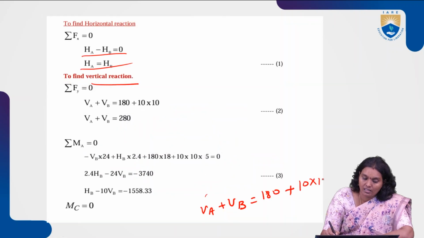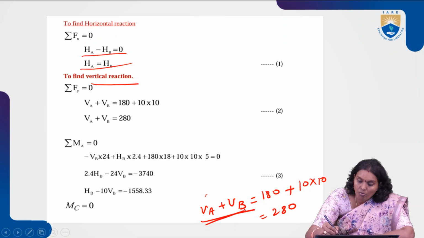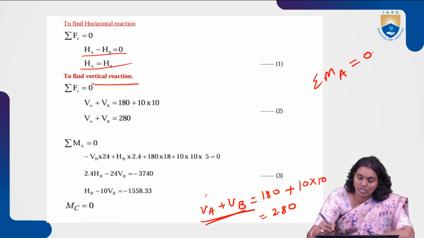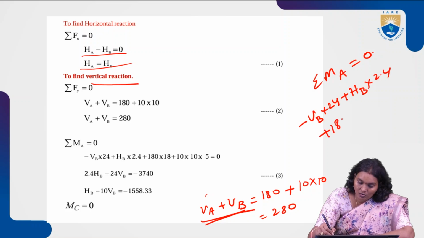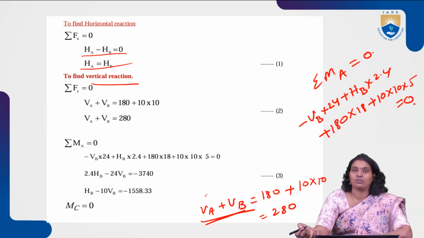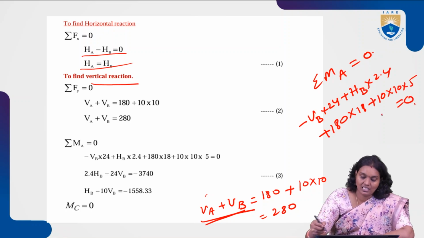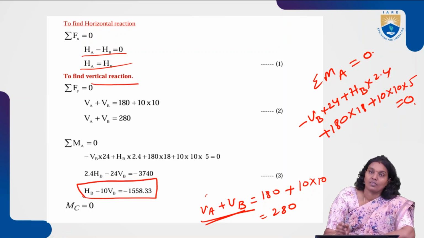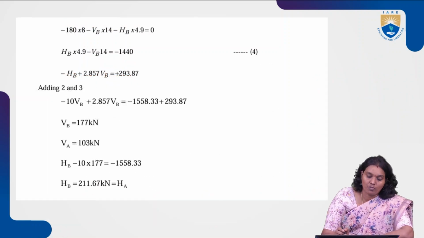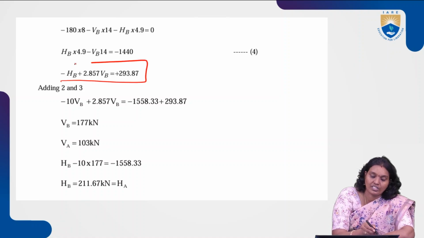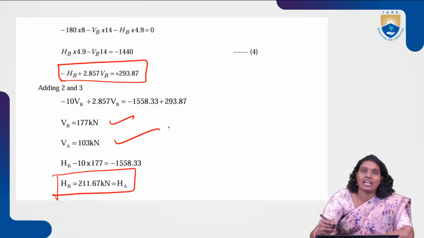Plus 10 into 10, that is equal to 280, is the total vertical reaction. Now moments with respect to A is equal to 0. This VB into 24 plus HB into 2.4 plus 180 into 18 plus 10 into 10 into 5 is equal to 0. So finally we will get this equation. And after that, one more we are going to substitute, we will get this equation. Adding those two, finally we will get this HA and HB and these vertical reactions also.